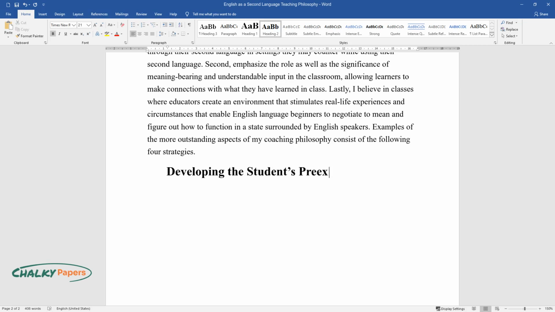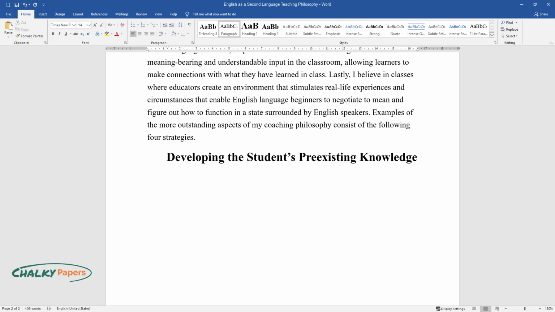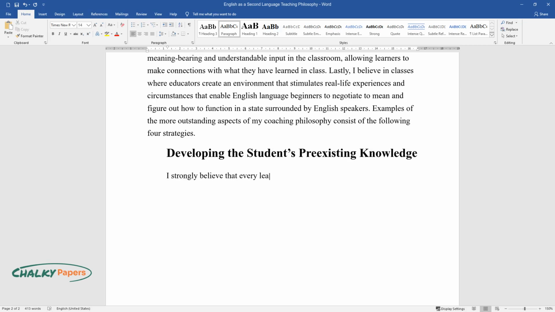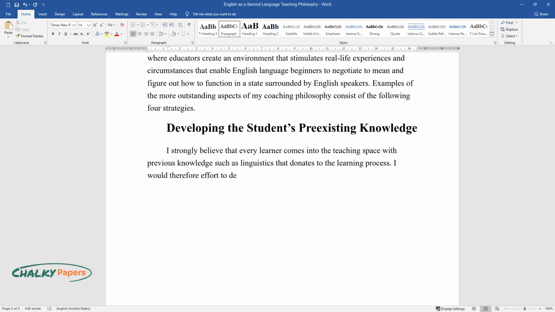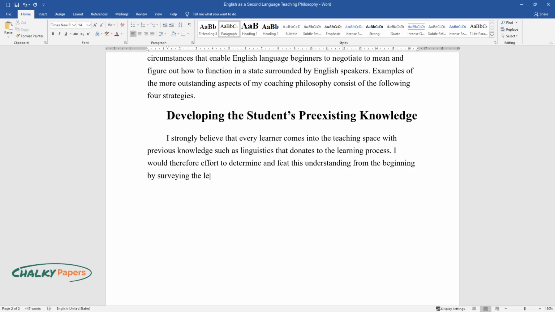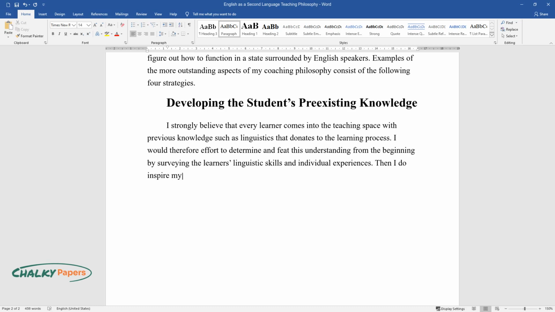Developing the student's pre-existing knowledge. I strongly believe that every learner comes into the teaching space with previous knowledge, such as linguistic knowledge, that contributes to the learning process. I would therefore endeavor to determine and feed this understanding from the beginning by surveying the learner's linguistic skills and individual experiences. Then I inspire my learners to exploit their strengths and familiarities to advance their English skills.